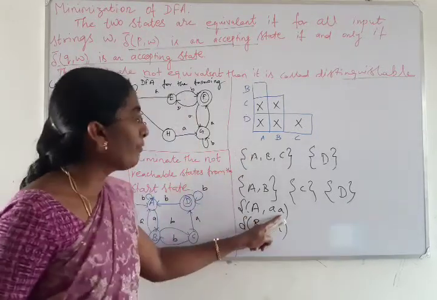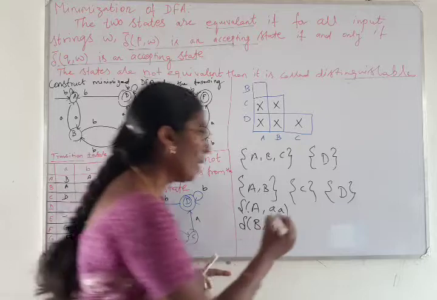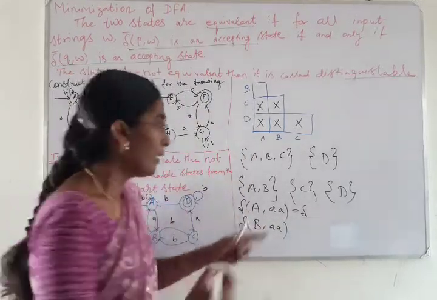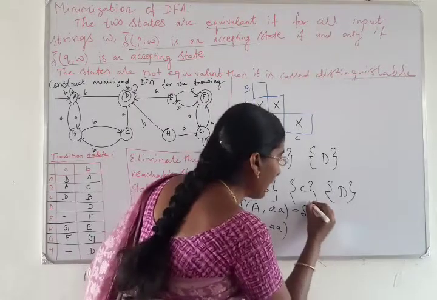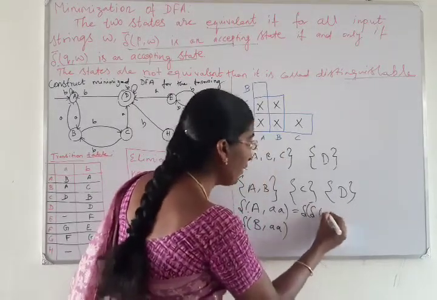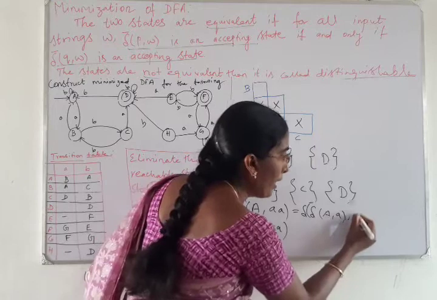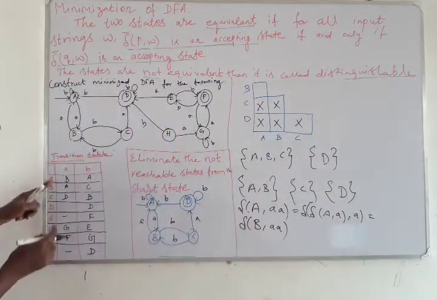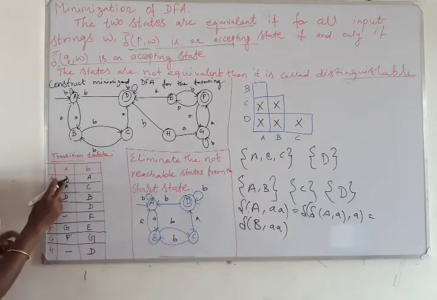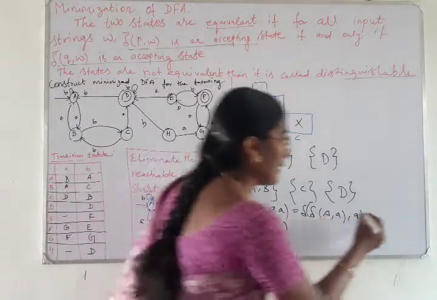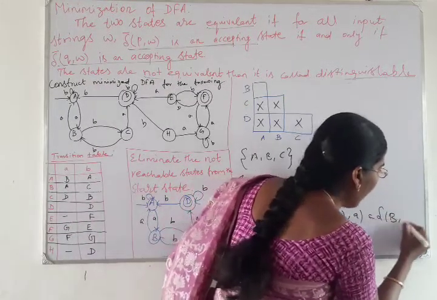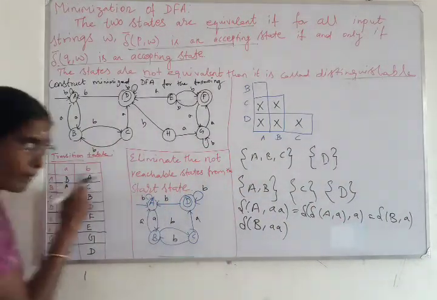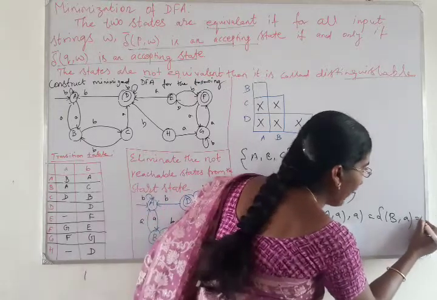What is del of A comma A? We already know how we extend the transition. That is del dash of A comma A. What is del of A comma A? Del of A comma A is to B. So it is represented as del of B comma A. What is del of B comma A? That is to the state A. It is equal to A.